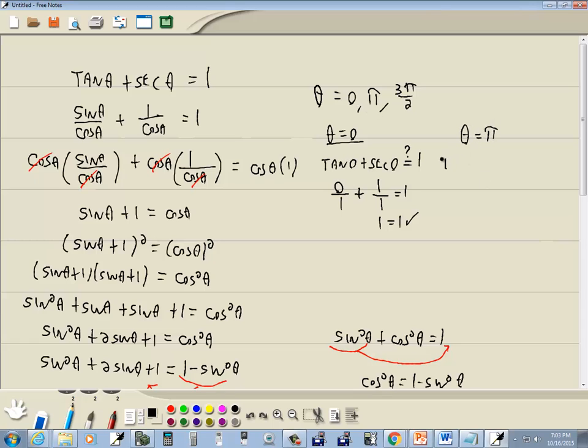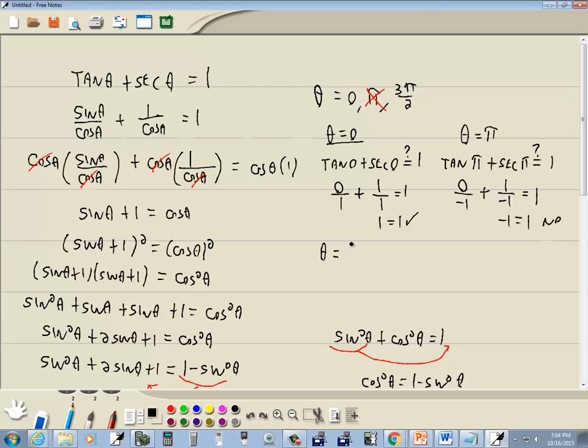Now if I put pi in there, you can do this in your calculator even. We have tangent pi plus secant pi, and we're wondering if that's equal to 1. Well, tangent is equal to y over x, so at pi that would be 0 over negative 1. Secant is 1 over x, and at pi that'd be 1 over negative 1. So we get negative 1, and negative 1 does not equal 1. So the pi drops away.